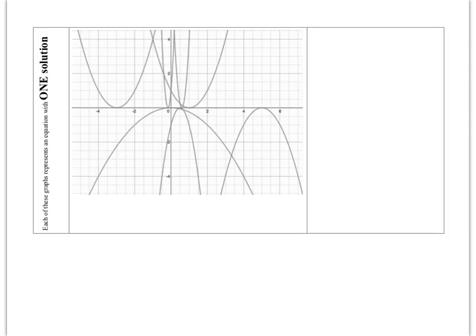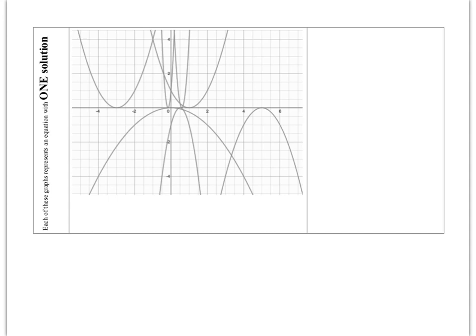Now the next slide. If you look, these are all graphs that have 1 solution. Look at where all the vertices are. All of the vertices hit the x-axis. So this parabola only hits the x-axis once. This parabola hits the x-axis once. This one hits once, this one hits once, this one hits once. All of these parabolas hit once, and it is the vertex. So the x-intercept is the vertex.